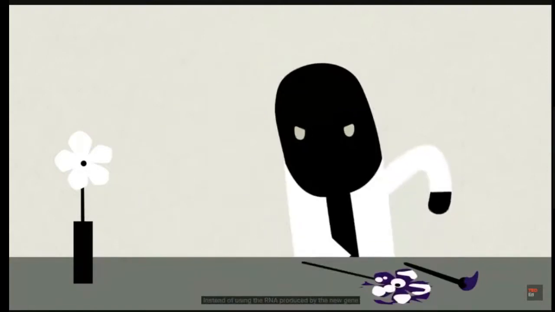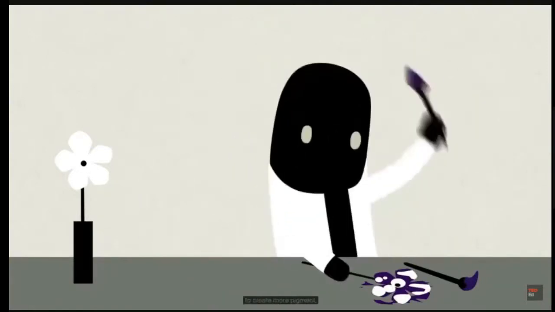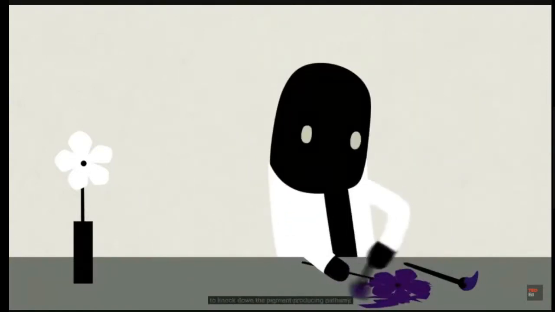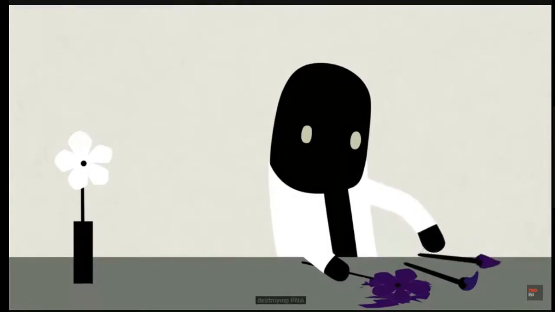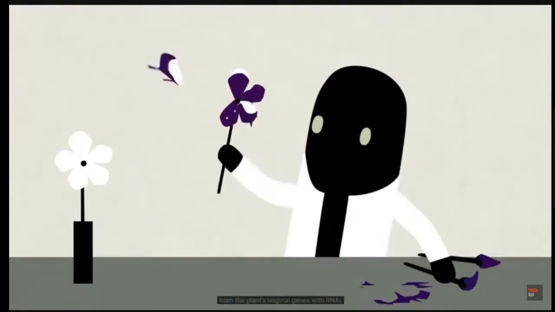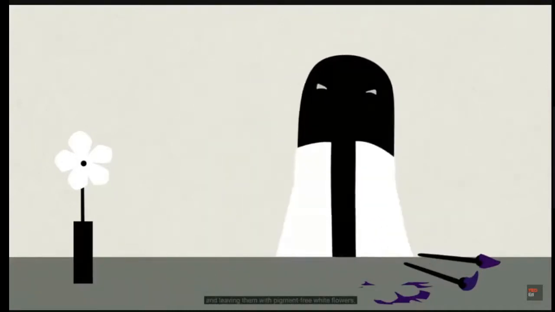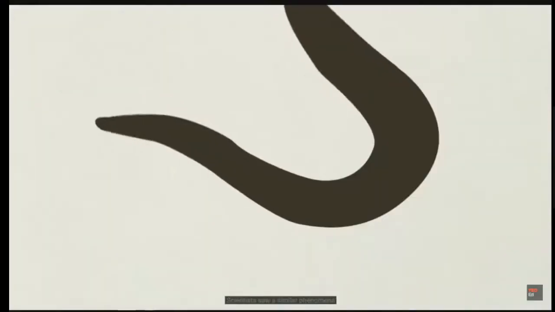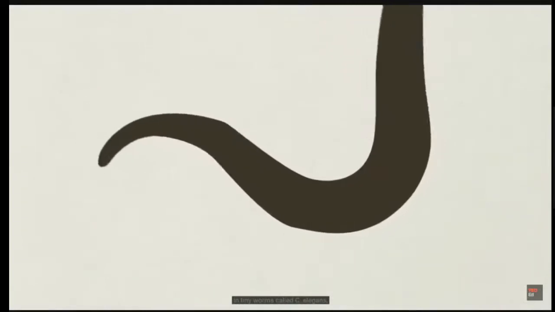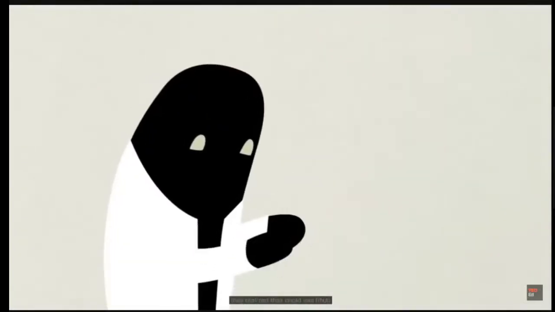Instead of using the RNA produced by the new gene to create more pigment, the flowers were actually using it to knock down the pigment-producing pathway, destroying RNA from the plant's original genes with RNAi and leaving them with pigment-free white flowers. Scientists saw a similar phenomenon in tiny worms called C. elegans, and once they figured out what was happening, they realized they could use RNAi to their advantage.